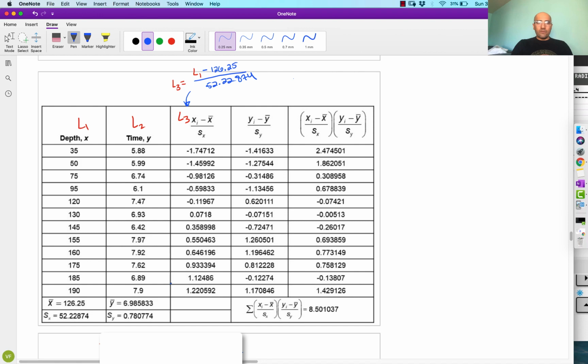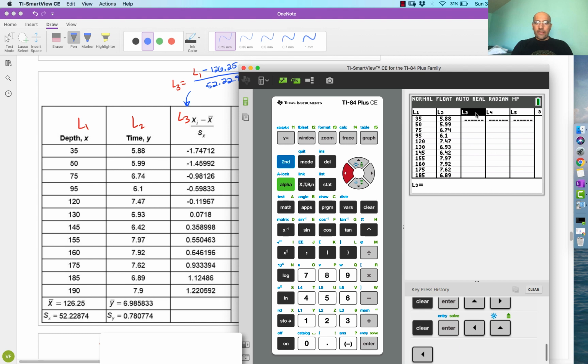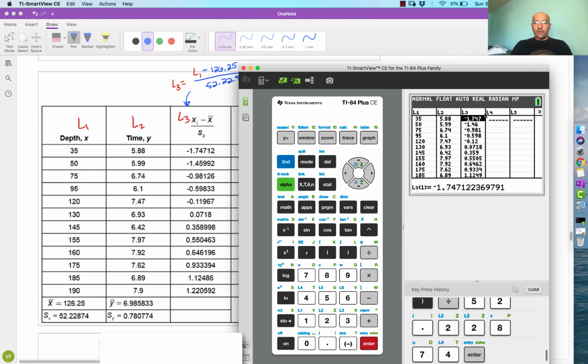Okay, so this is the equation we want right here so that our calculator can generate this whole column right here. Okay, so let's go to my calculator. I'm going to put that list 3. Make sure that you're highlighting the L3 in order to do column operations. This one is going to be equal to, now I'm going to put it in parentheses to make sure that it doesn't do anything weird. And then I'm going to do L1 minus 126.25, close parentheses, divided by 52.22874. Enter.